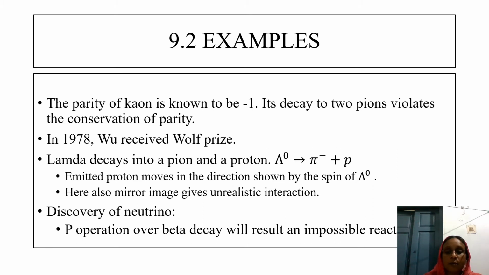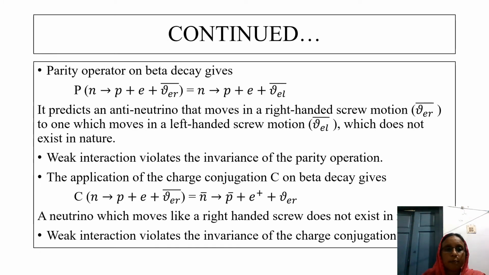Now we can discuss the discovery of the neutrino. We already found that parity conservation is violated by beta decay. Now, the parity operator acts on beta decay like this. Here in this beta decay, we already found that a neutron decays to a proton plus an electron and an electron anti-neutrino, and electron anti-neutrinos are right-handed. That means they move like a right-handed screw. So this is the beta decay.